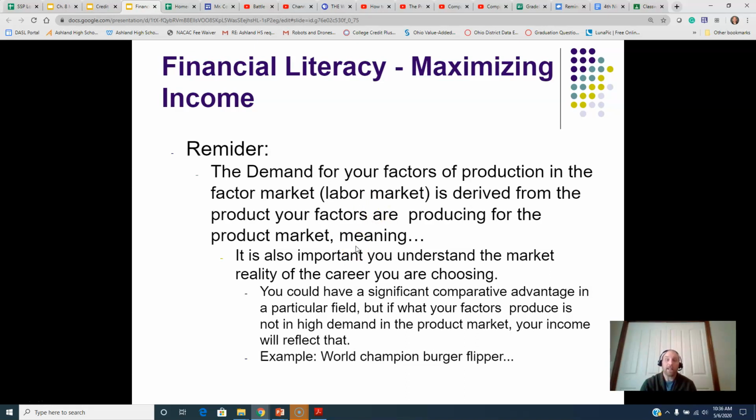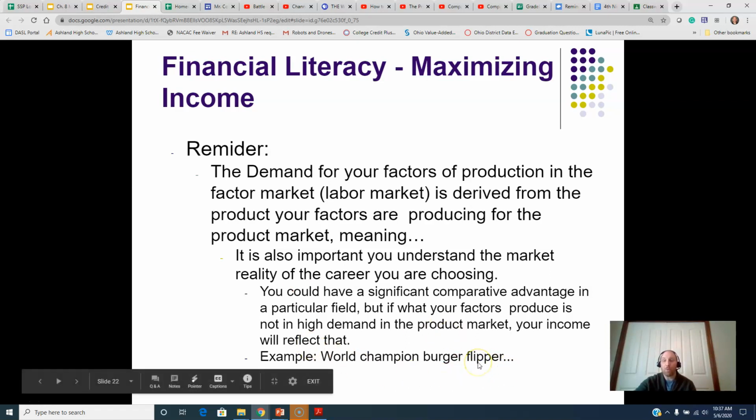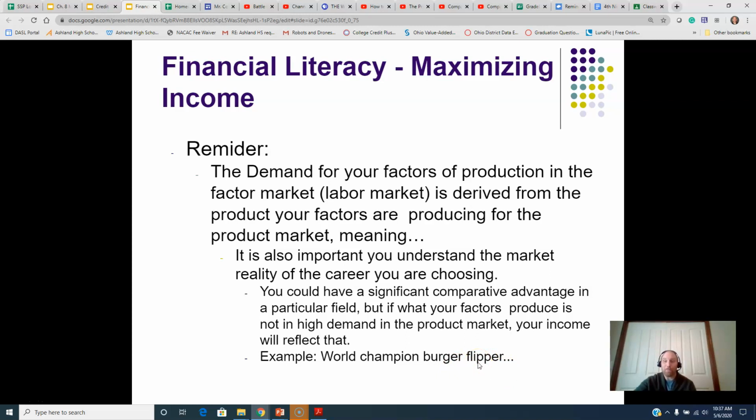So for an example, you could be a world champion burger flipper. You could flip burgers faster and better and more than any other burger flipper in the entire world. All right. And an employer would love you. The local Burger King manager would think you're the greatest thing since sliced bread. You're the greatest thing since sliced beef. You are flipping burgers, and he will pay you the top dollar that he is willing to pay his burger flipper. But at the end of the day, in the product market, people are only going to be so willing to pay so much for a Big Mac or for a Whopper. They're not going to pay extra simply because you're an amazing burger flipper.